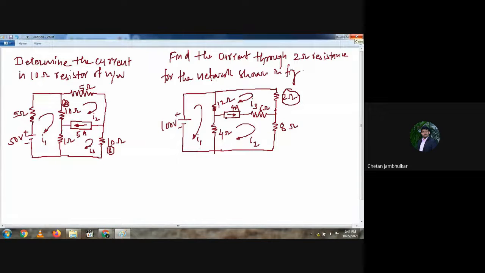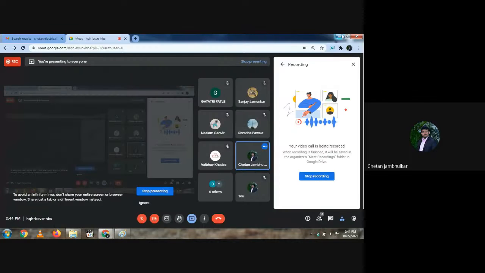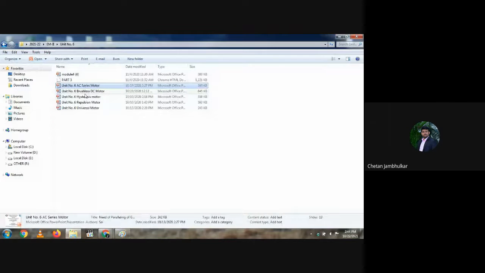Next we have to see about the motor, now we see more about the hysteresis motor.